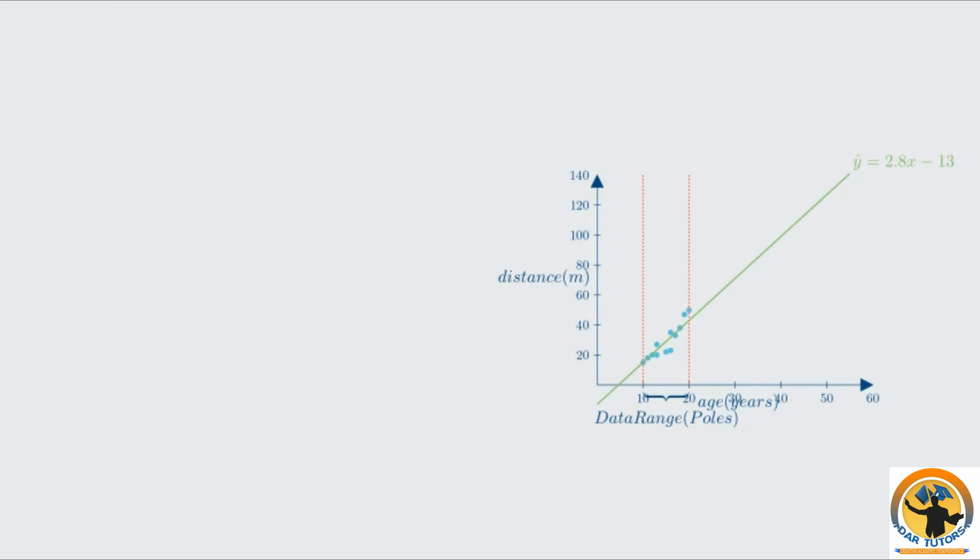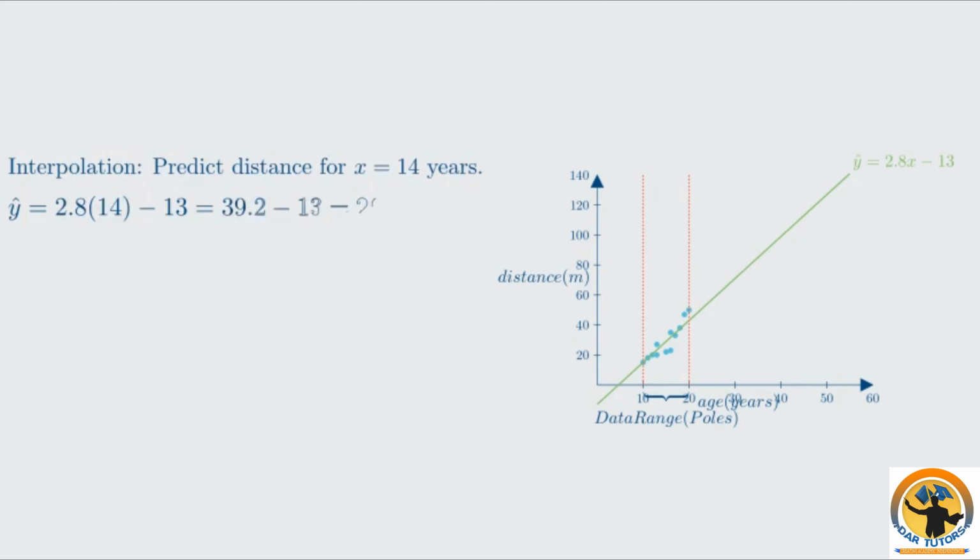First, let's try an interpolation. We'll predict the distance a 14-year-old athlete might throw. Since 14 is between 10 and 20, this is an interpolation. We substitute x equals 14 into our regression equation. This gives us a predicted distance of 26.2 meters.